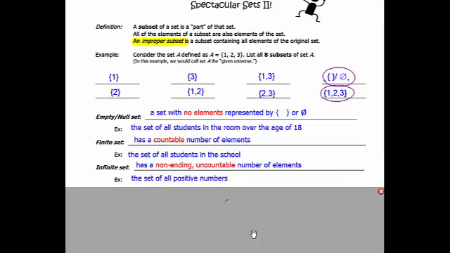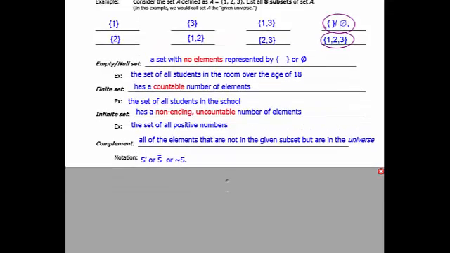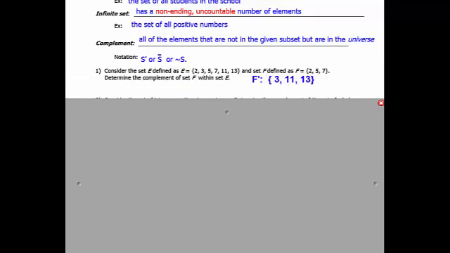The complement of a set is all of the elements in the universe that are not in the given set. The notation for complement is S with a prime, S with a hat, or not S, whichever letter you happen to be using. We're just considering this one is S. Let's consider the set E, defined as {2, 3, 5, 7, 11, 13}, and F defined as {2, 5, 7}. What is the complement of set F within set E? Those would be the elements that are in the universe that are not in set F.